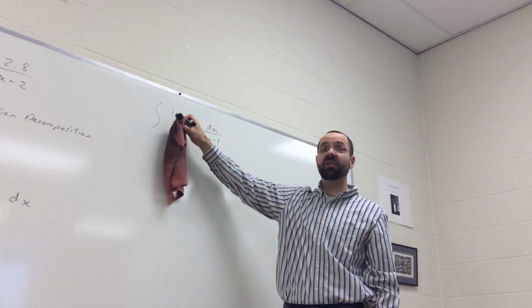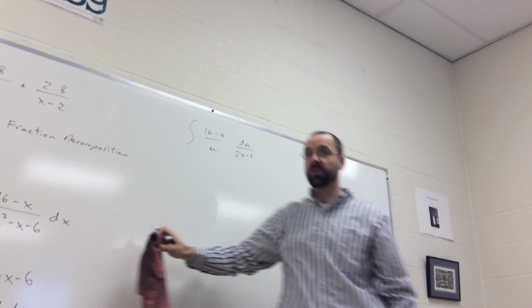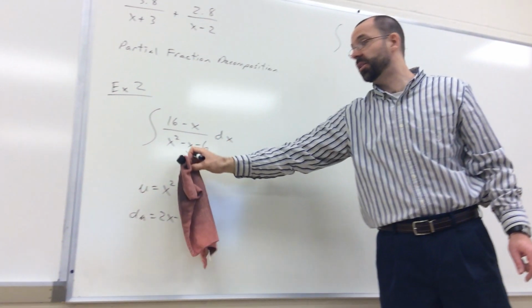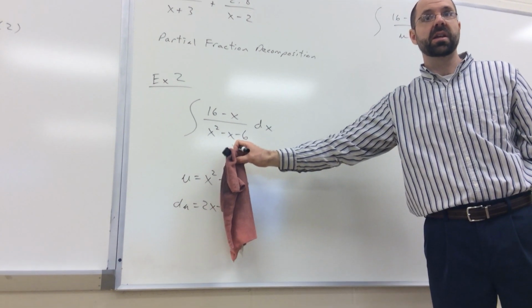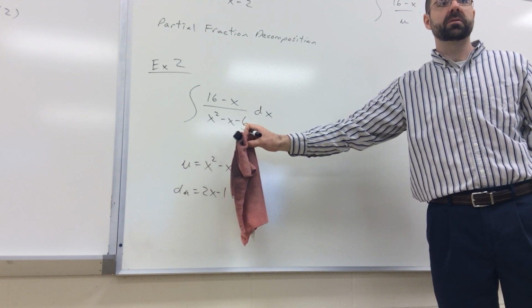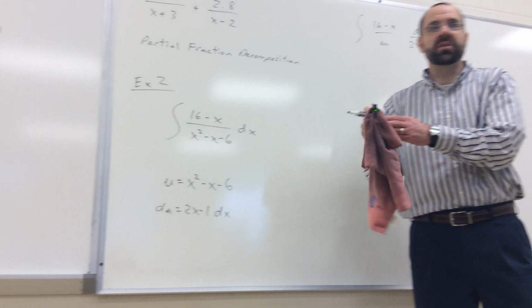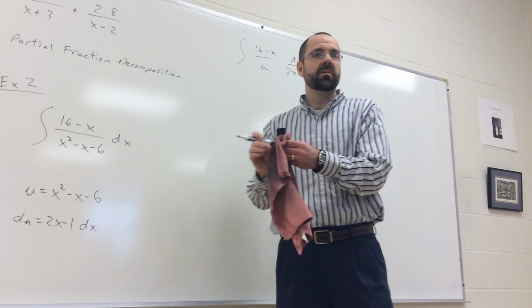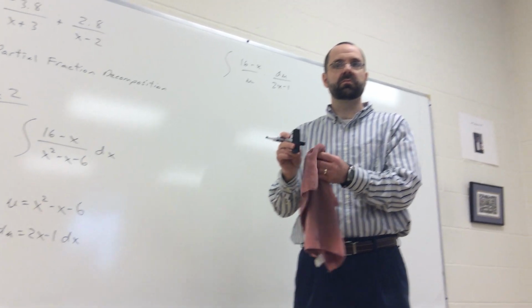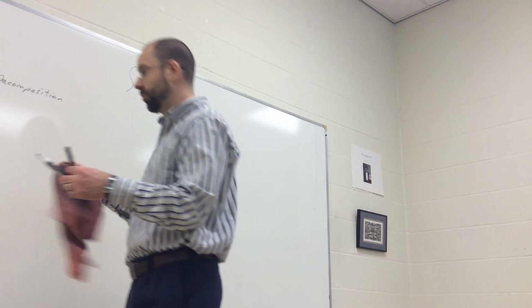So if that numerator was 2x minus 1, if we were doing the antiderivative of 2x minus 1 over x squared minus x minus 6, then U substitution would be the way to go. That numerator was 2x minus 1. But it's not, so it's not the way to go. But I'm just trying to say, don't forget about U substitution. It might work on some of these.